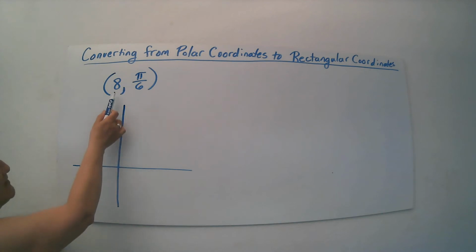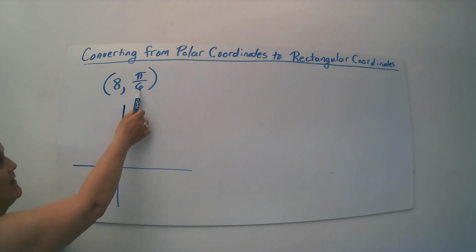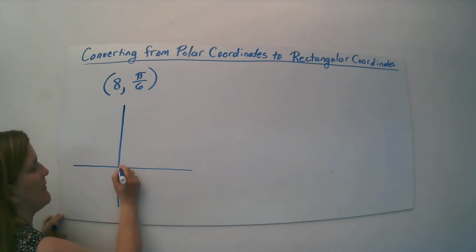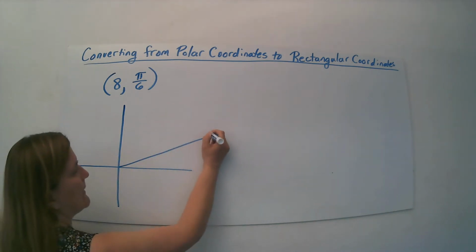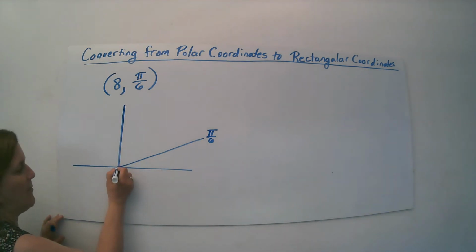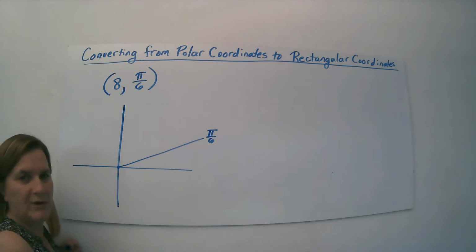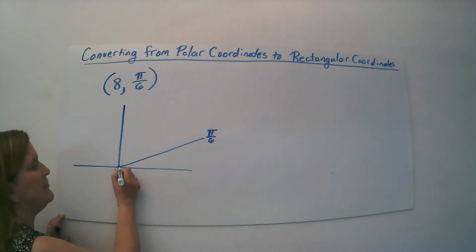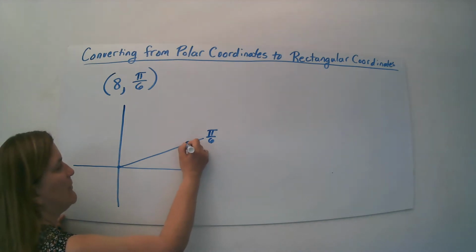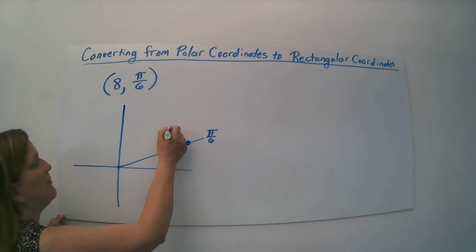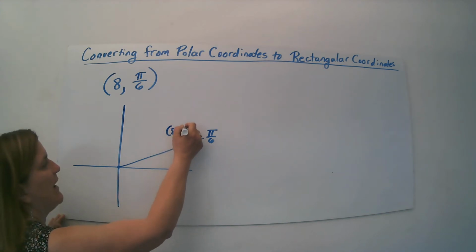So we know this point lies on the terminal side that is pi over 6. So let's draw that angle. Here's pi over 6. And r is 8. So from the pole, remember in polar coordinates we call the origin the pole, we would go out 8 units. So this point right here, if this length is 8, would be the point (8, pi over 6).